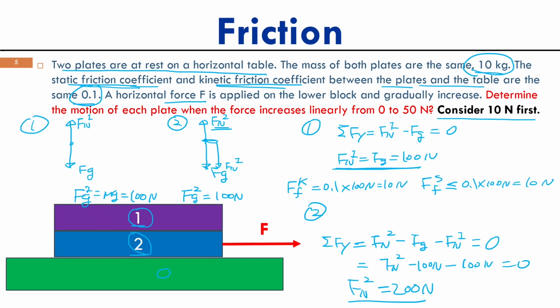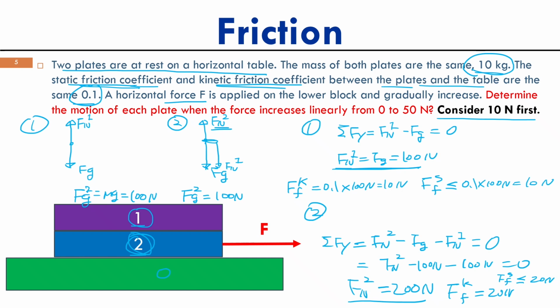How about the friction force between plate 2 and the platform? We know its normal force is 200 Newton, so we're going to do the same calculation. The kinetic friction force between plate 2 and the platform is going to be 20 Newton. We also know that the static friction force is smaller or equal to 20 Newton. All right, so we know all this potential friction force.